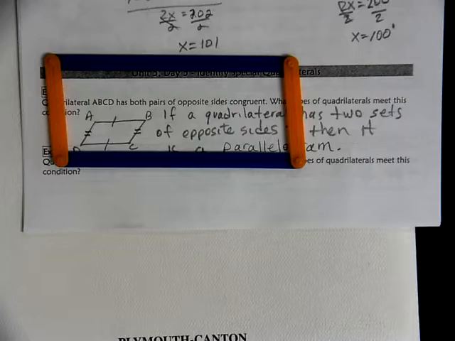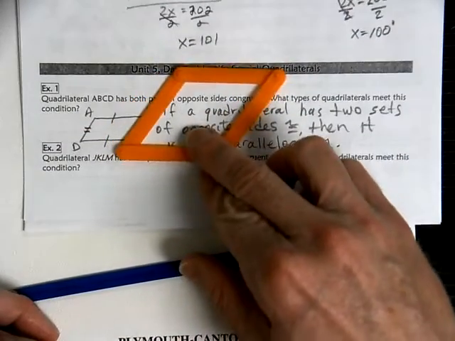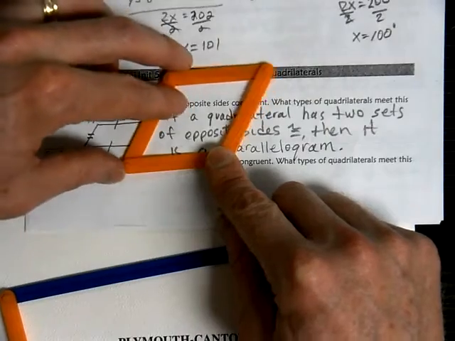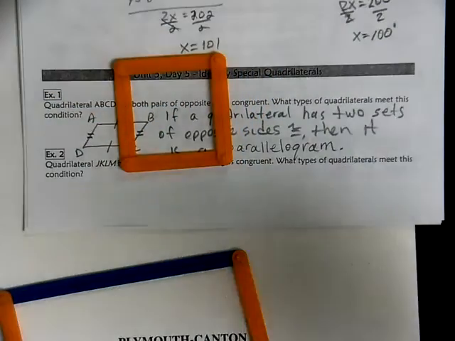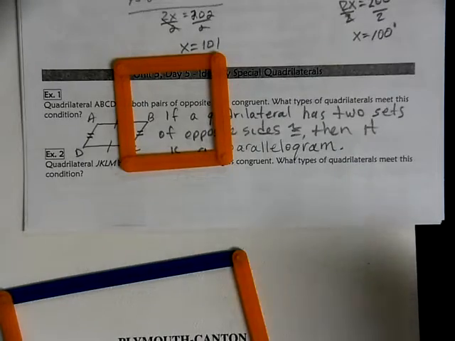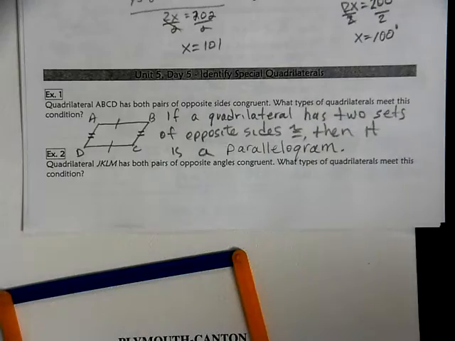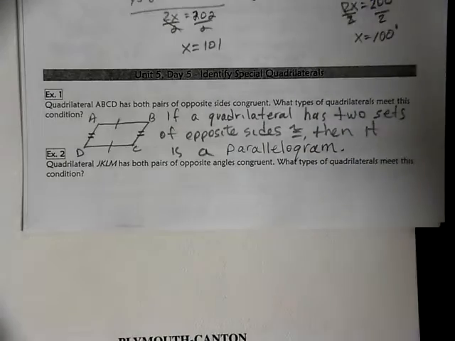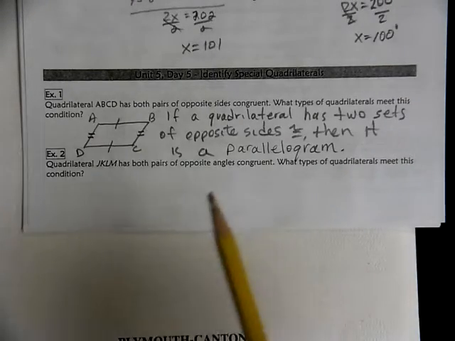It might have all four sides congruent. That would still be two sets of opposite sides congruent. This is a rhombus. And now if you turn it to 90 degrees, that would be a square. That's also going to have those same properties. All of these are parallelograms. That's what they have in common. This is a rule of a parallelogram.